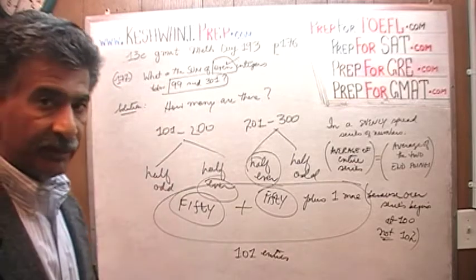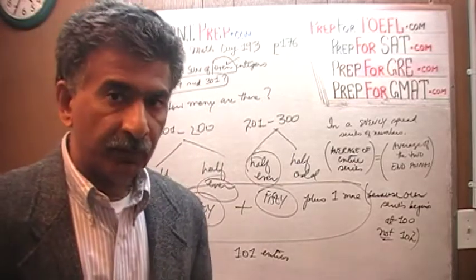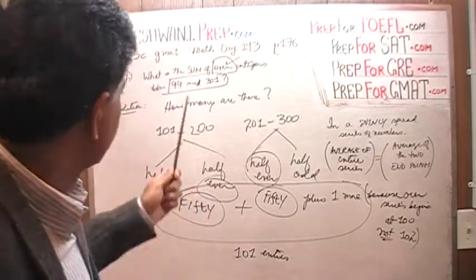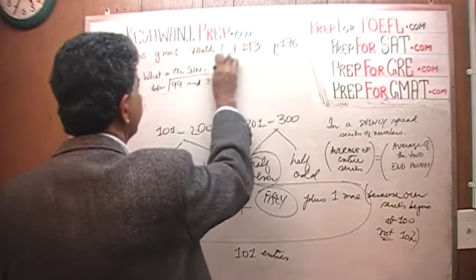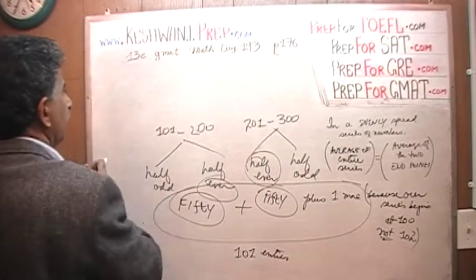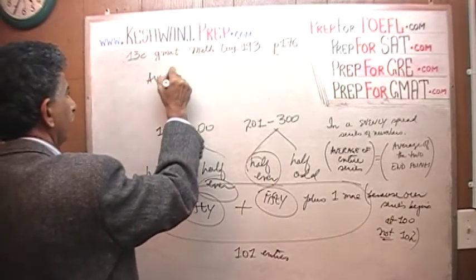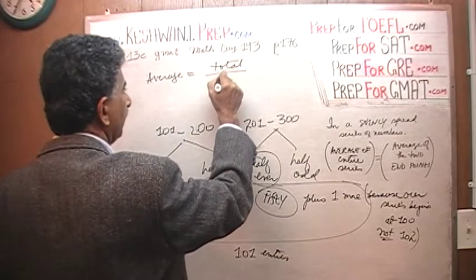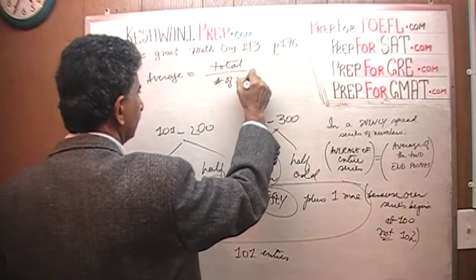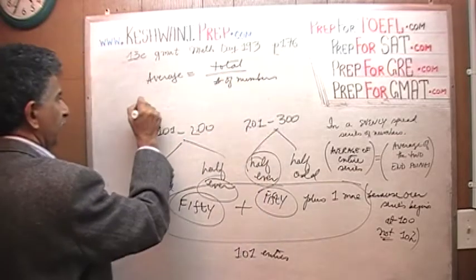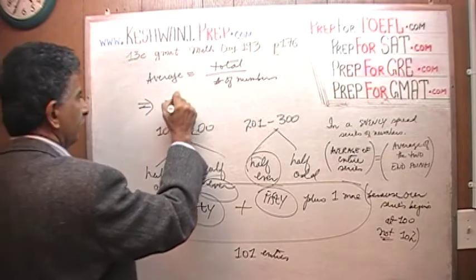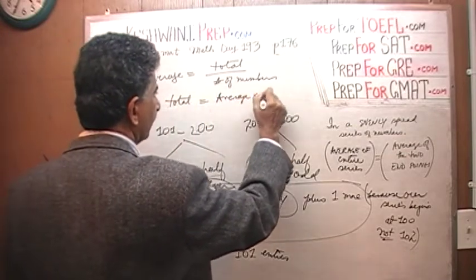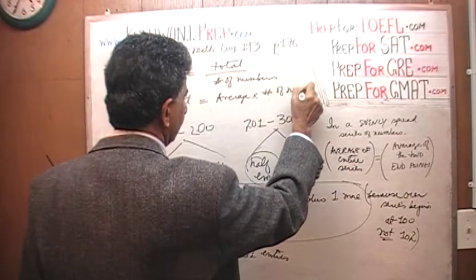Now we know how many numbers there are. We multiply the number of numbers in a series by its average, and that should be the total, because that's how we find the average. How do you find the average? Average is equal to the total divided by the number of numbers, which implies that the total must equal the average times the number of numbers.